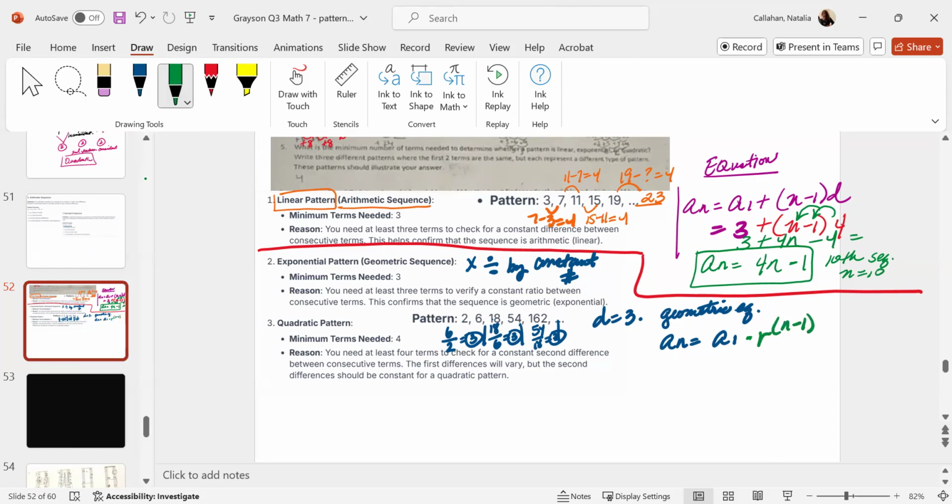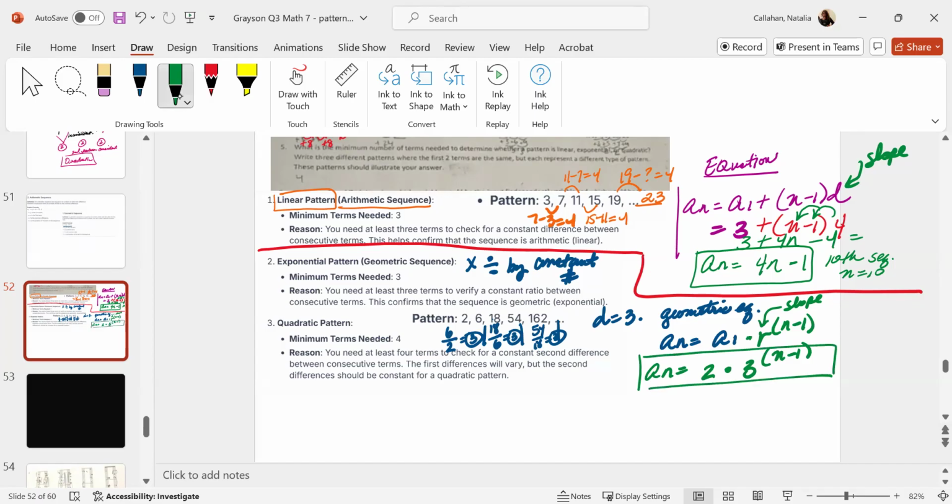Before, the d was like your slope, right? Here, the r is kind of like your slope. Okay, so let's go ahead and do this. A sub n equals, what's the first term? The first number in the pattern? Oh, 2. r, we said, was 3, right? To the n minus 1. And this is your equation. You could just leave it like this. Does that make sense?